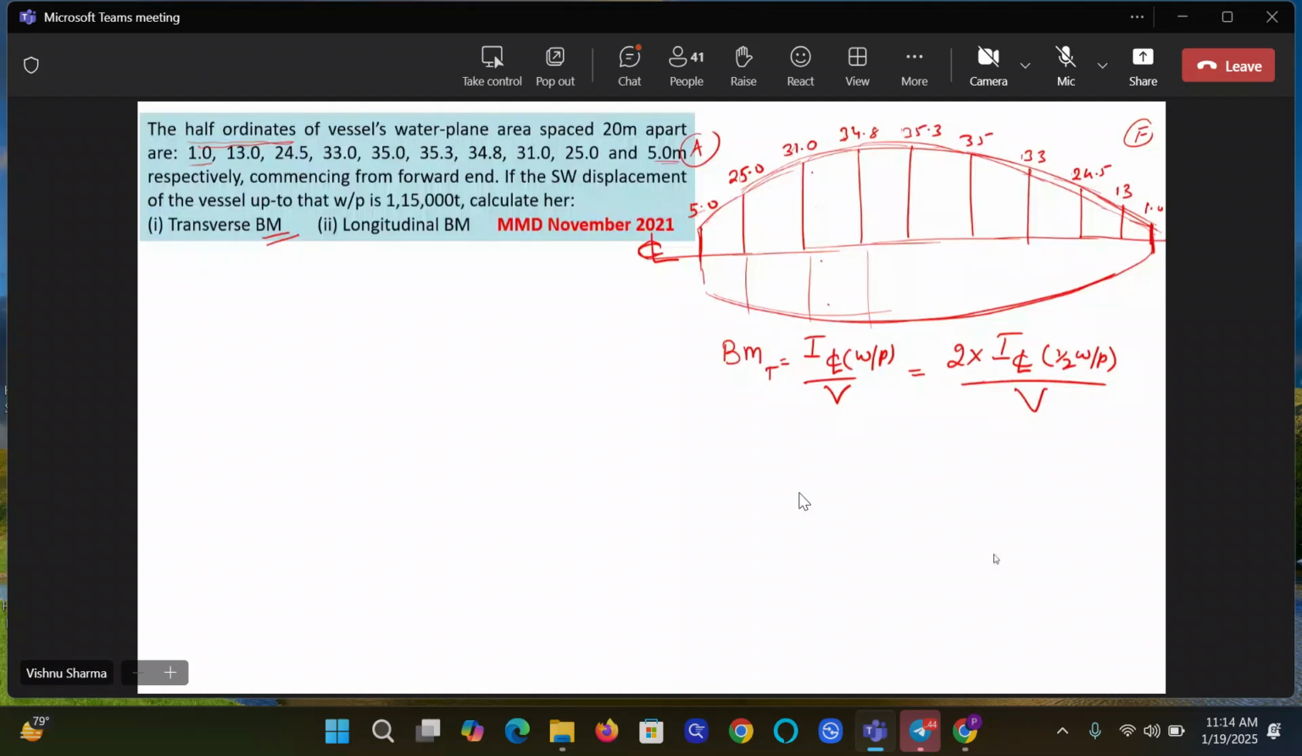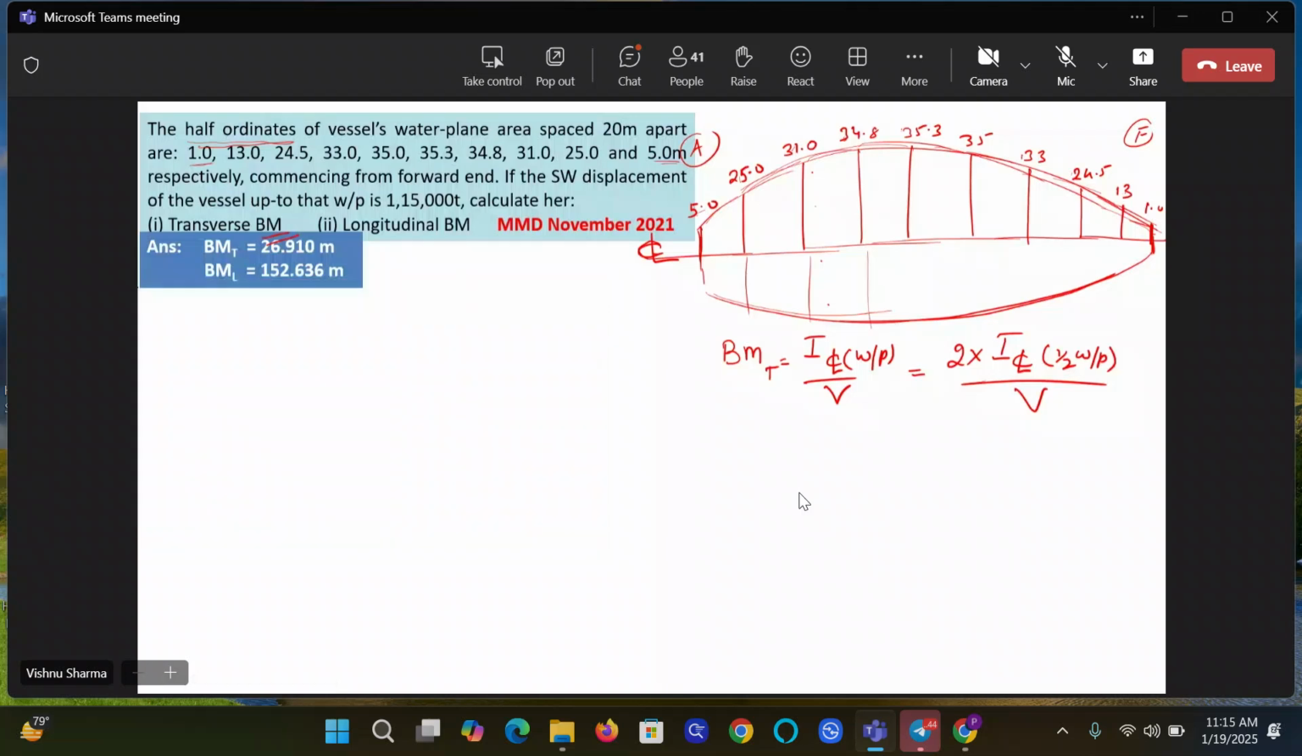Now, when you write, you'll make the table: half ordinate, product of half area, product of half moment, product of half inertia, because it's a half. So your table for vertical ordinates is what? Ordinate, Simpson's multiplier, product of area, ordinate, product of moment, ordinate, product of inertia. Correct, beta? Yes or no? Am I right, beta? Yes.